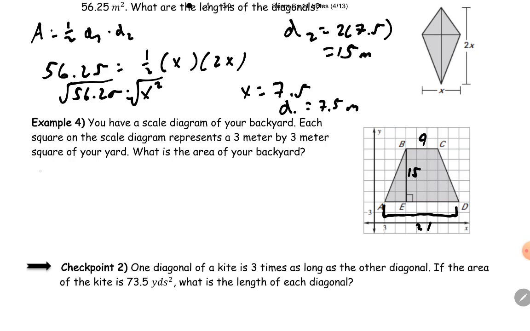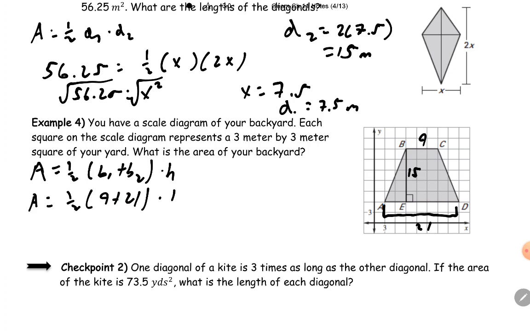And now we have everything we need. Area of our trapezoid is equal to 1/2 base 1 plus base 2 times height. So 1/2 9 plus 21 times height, which is 15. So 1/2 of 30 times 15, we got 15 times 15, is 225 square meters.